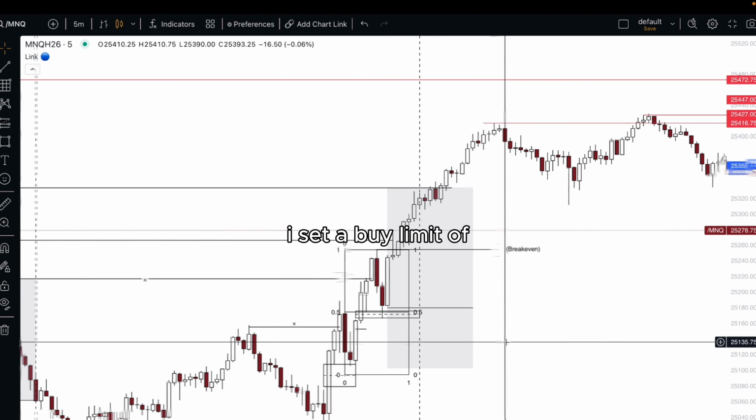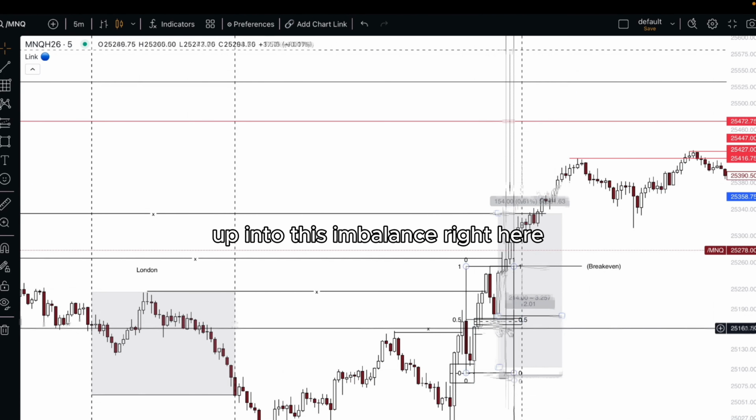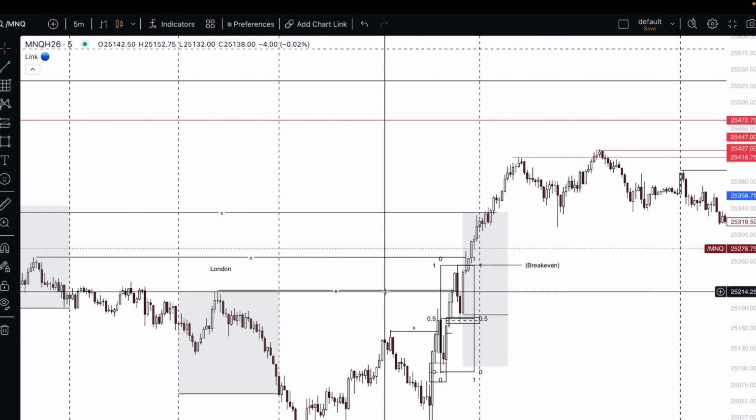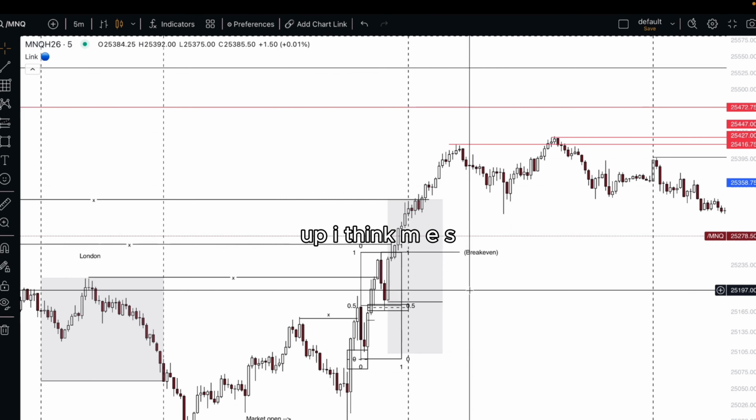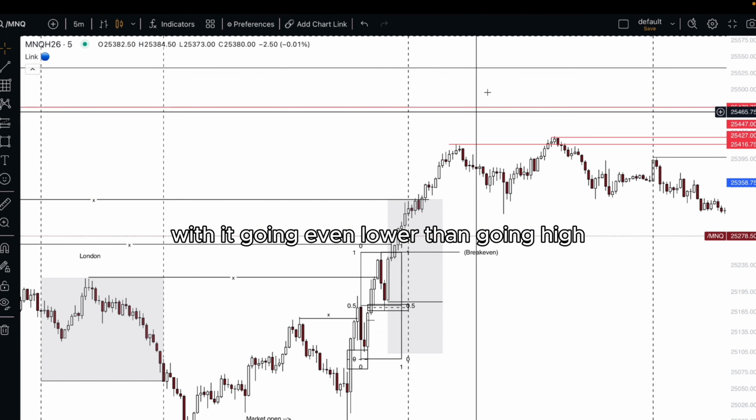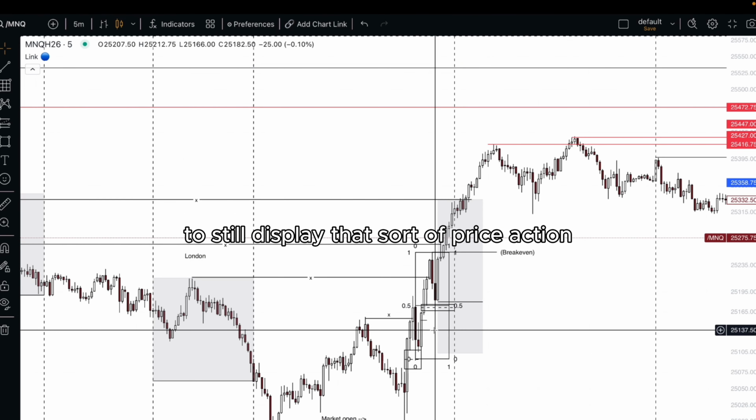I set a buy limit of, I believe, 2 contracts up into this imbalance right here. After taking out buy side liquidity up into these London highs, price tends to go towards discount into an imbalance. I think MES was more aggressive with it, going even lower, to still display that sort of price action going into the FVG.